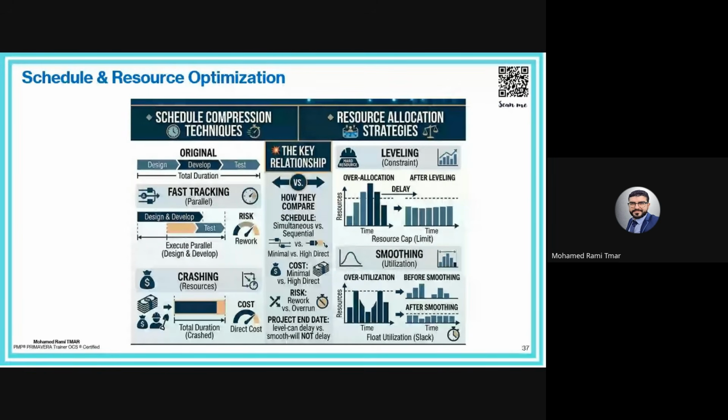Example, as I said, shift a non-critical activity to reduce the peaks in resource demand. Okay, so optimize the resource without impacting the overall deadline of the project. The critical path will not be impacted in this case.